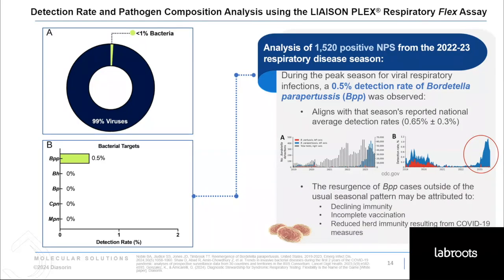These cases were outside of the usual seasonal pattern that is expected from Bordetella, maybe because children's immunity is decreasing in those regions. Some of them are not fully vaccinated, and the overall herd immunity is also low, just because of the COVID-19 measures that are still impacting us to this day.